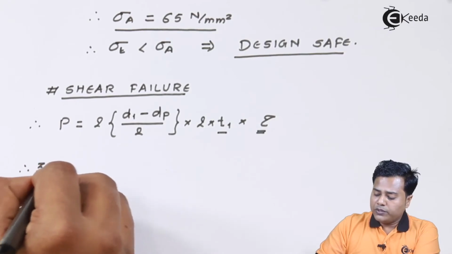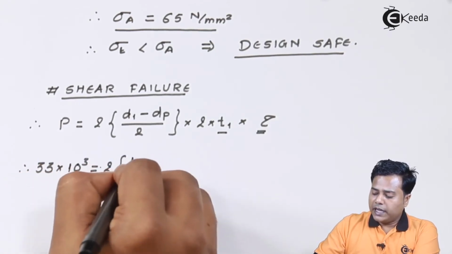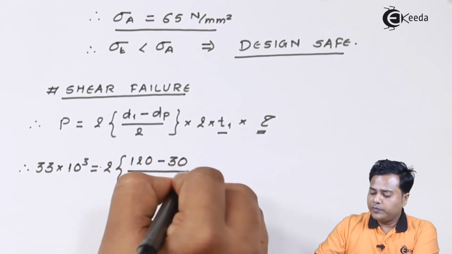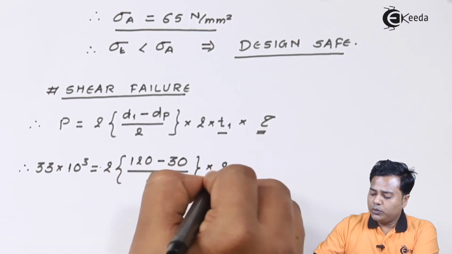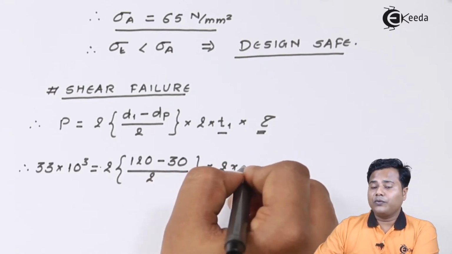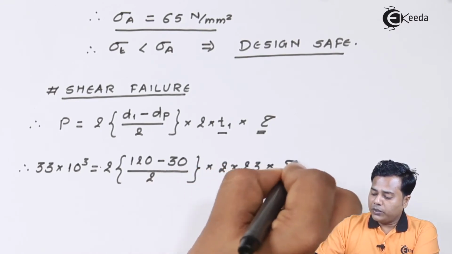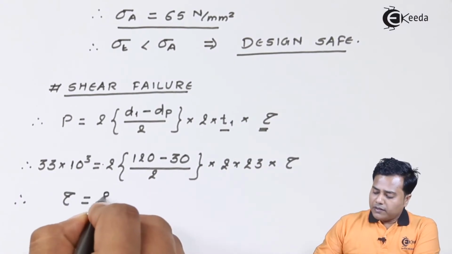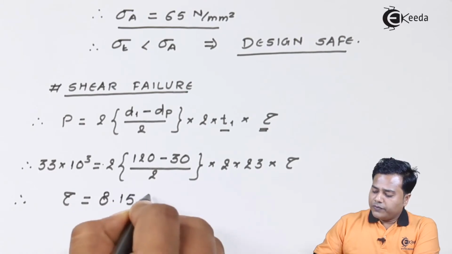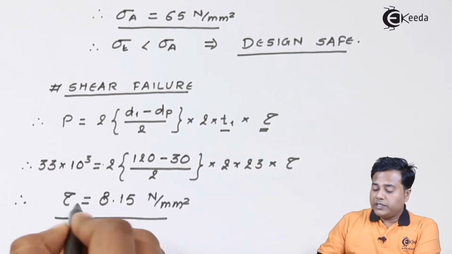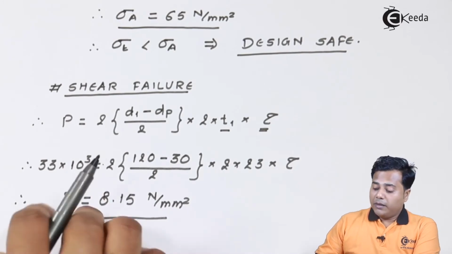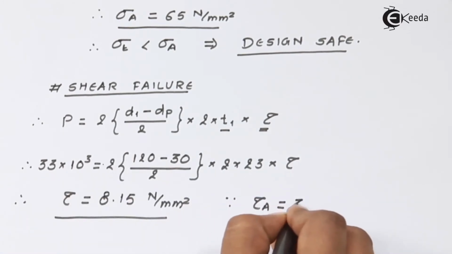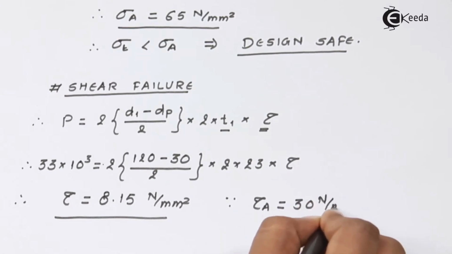So when we substitute the values, twice the diameter which we have figured out is 120, diameter of pin is 30, divided by 2 into twice the thickness what we have is 23 into tau. So we have already figured out the value and it comes out to be somewhere around 1.15 Newton per mm square. Now this is the induced value of shear stress, but we already know that the allowable value of shear stress is somewhere around 30 Newton per mm square.